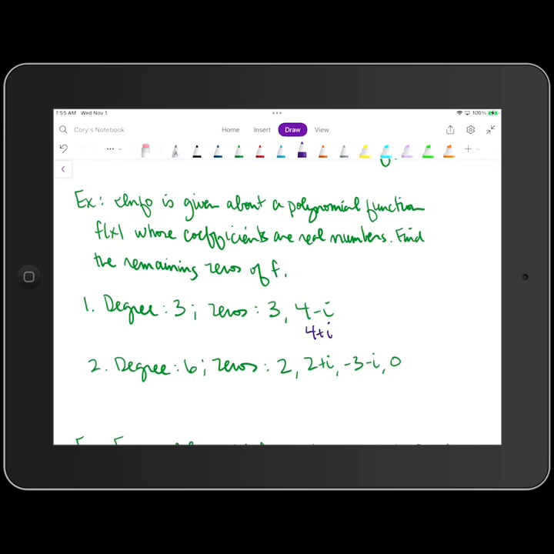Okay, so here, the fact that the degree of our polynomial is 6 means that it's going to have 6 complex zeros. 2 of them are real, so the zero, which is 2, and the zero, which is 0, those are real numbers. We have a complex zero, 2 plus i, so its conjugate, 2 minus i, is a zero, and we have the complex number negative 3 minus i, so its conjugate, negative 3 plus i, will be a zero as well. Okay, so those are all 6 zeros of that polynomial function.